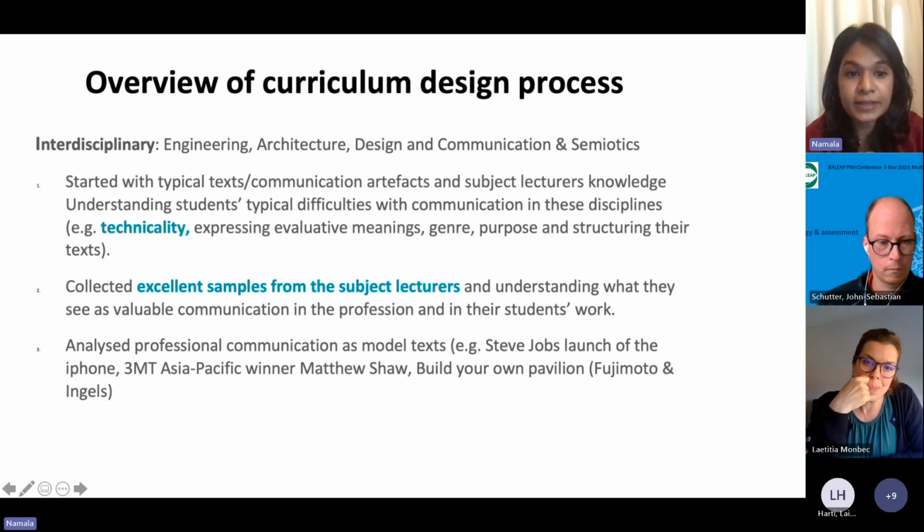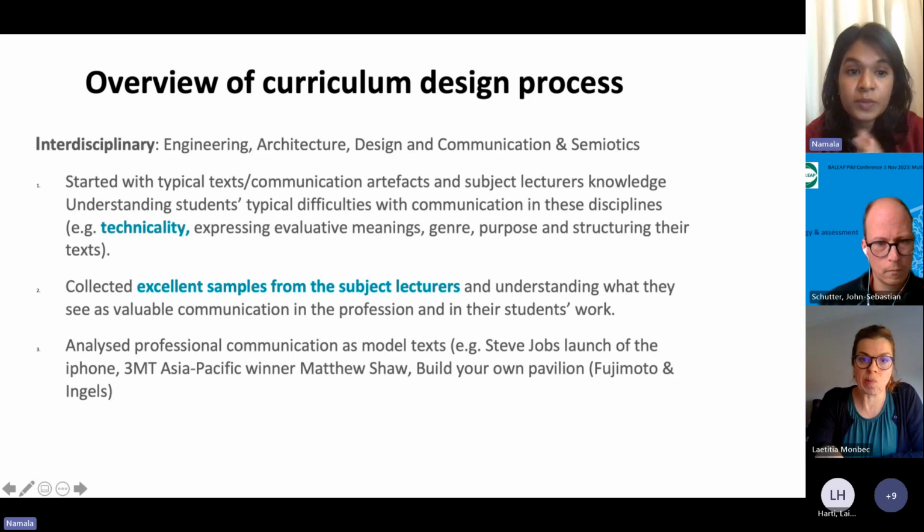And we started by collecting excellent samples. We compared these excellent samples to weaker samples. We talked to the disciplinary lecturers about why they selected these particular examples. We wanted to know about what they thought was valued communication in their disciplines. We also analyzed professional communication. Again, we spoke to the lecturers about bringing in what they thought was excellent professional communication in the public domain.